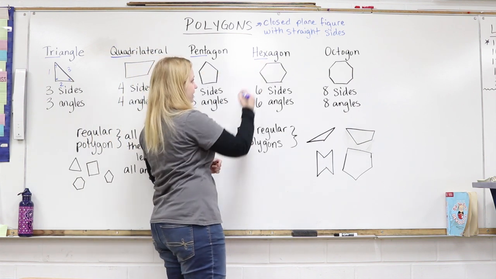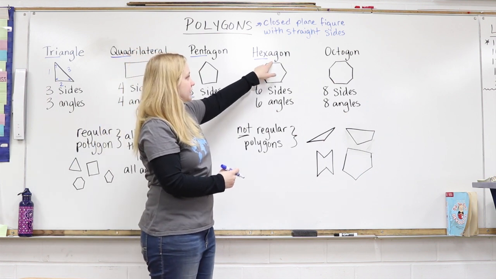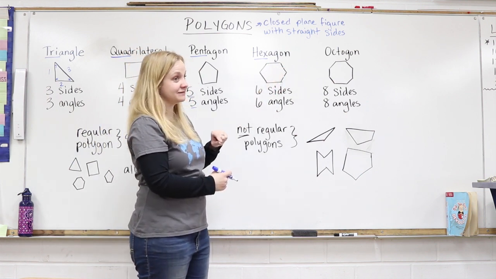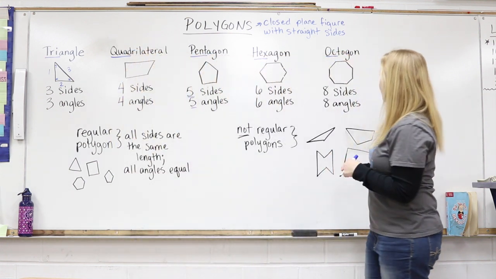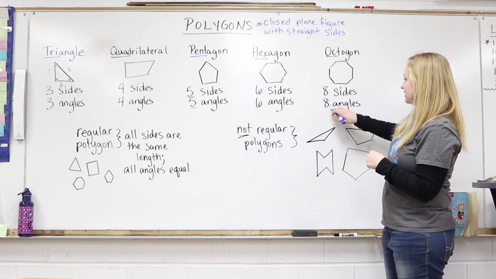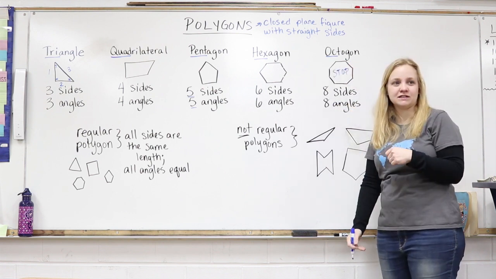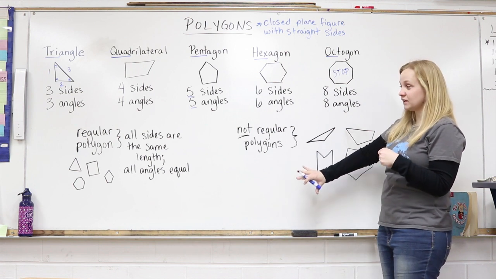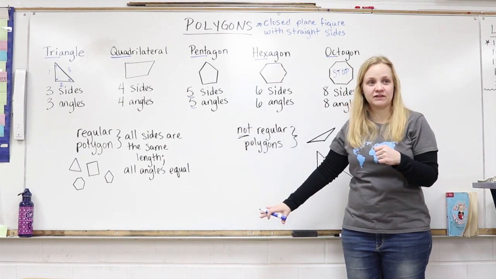Hexagon, hex is 6, so it has 6 sides and 6 angles. 1, 2, 3, 4, 5, 6. Exciting stuff. And octagon. Octagon is 8, so it has 8 sides and 8 angles. You can think of a stop sign for an octagon. The only other thing you need to know is that there are 2 different classifications in these.